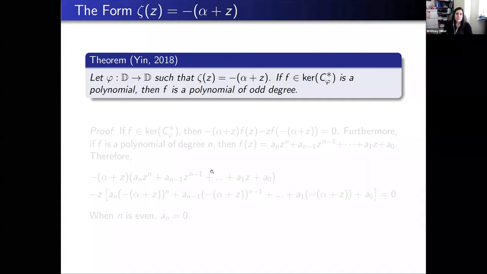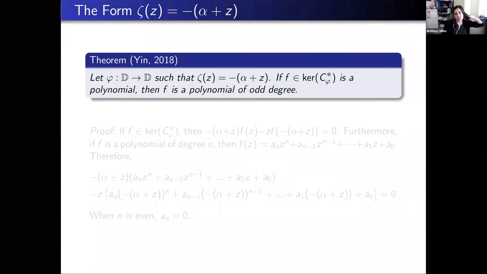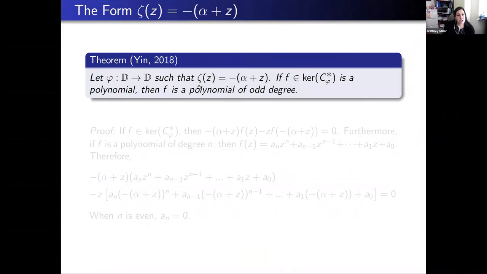And then just one more highlight from one of my students that I'll share is the second form of the zeta function, being negative the quantity alpha plus z. So if our second degree rational symbol has this corresponding zeta function, then if f is in the kernel of C phi star, then f is a polynomial of odd degree.